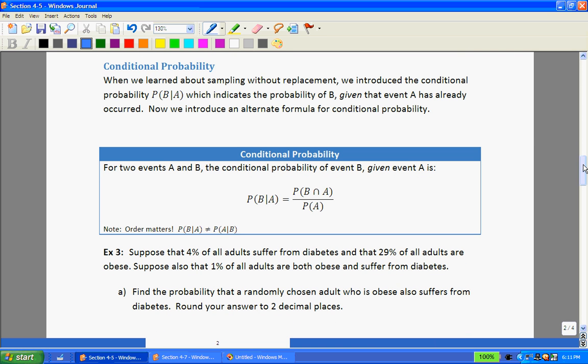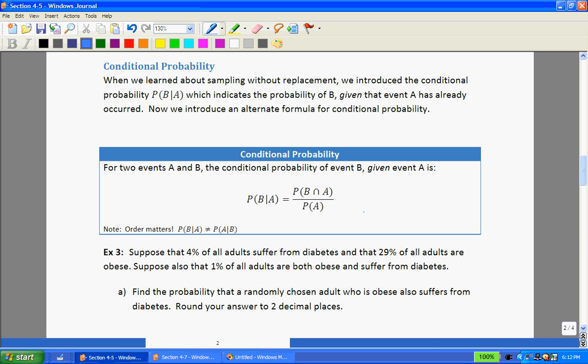Conditional probability. When we learned about sampling without replacement, we introduced the conditional probability P of B given A, which indicates the probability of B given that event A has already occurred. Now we introduce an alternate formula for conditional probability. For two events A and B, the conditional probability of event B given event A is the following formula. The probability of B given A is equal to the probability of B intersect A, remember this intersect is the same thing as an and, divided by the probability of A.